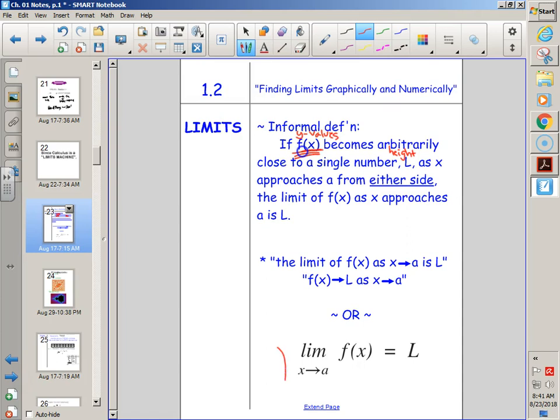So this is the notation. The nice thing is it shouldn't be nearly as new this year as it was last year. Are we almost there?